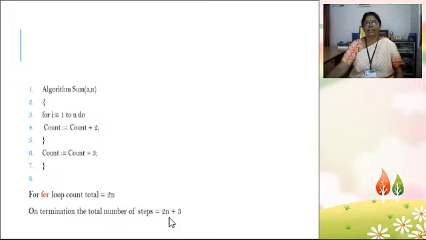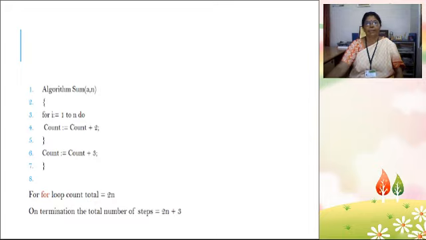Count is a global variable. We initialize it to 0 at the beginning of the program, and then after every statement we increment the count variable by 1. So finally the value of the count variable will give you the time complexity of any algorithm. So we have seen an example.